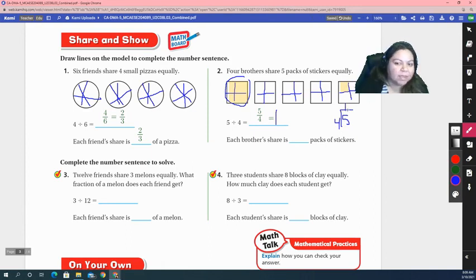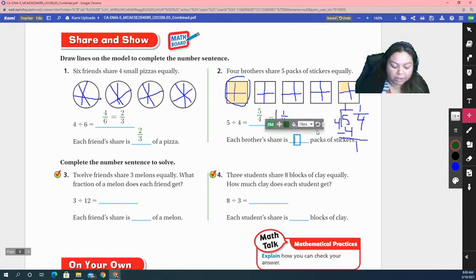Now I want to find the remainder to figure out the fraction. So 1 times 4 equals 4. I subtract. 5 minus 4 equals 1. So the remainder is 1, and that's going to go over. The remainder is the numerator, and the denominator is the divisor. So that's 1 and 1/4. So each brother's share is 1 and 1/4. And that matches my diagram as well, right?